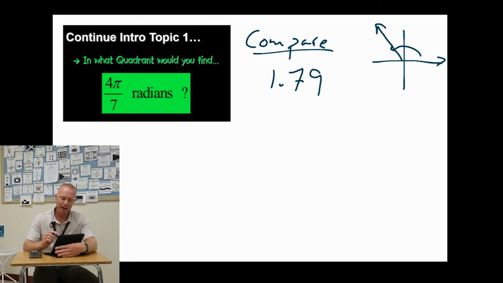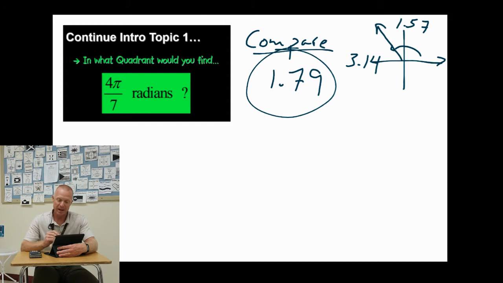Well, if you remember with me that at the top up here, we have 1.57. Now that's equivalent to pi over 2. Over here on the left, we would have 3.14. Of course, that's equivalent to pi. And I think everybody knows that 1.79 is somewhere between those two values. And so this is essentially a way of comparing the actual value of 4 pi over 7.